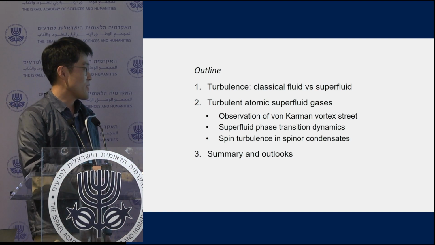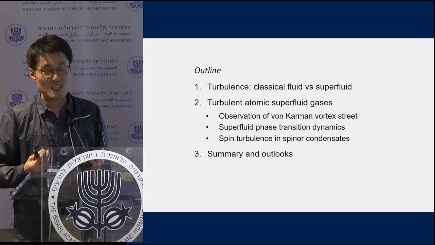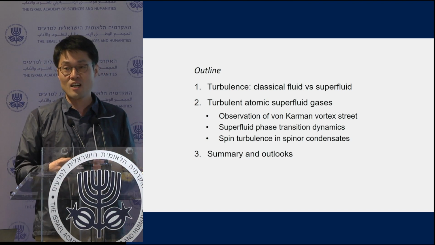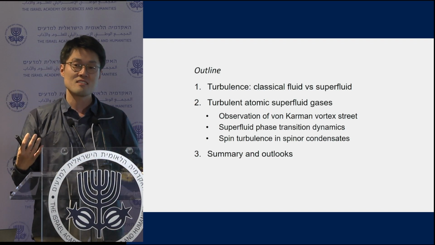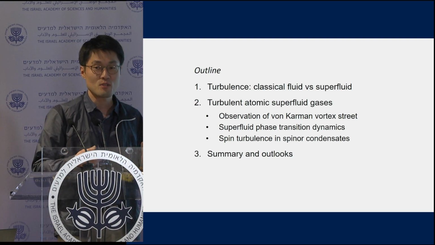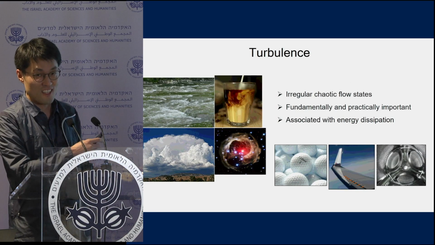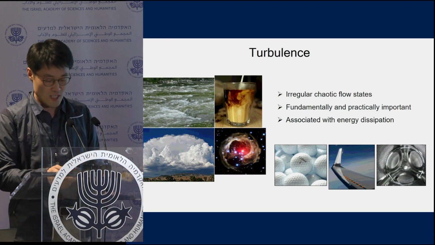And then I will talk about spin turbulence. Actually, an atomic cloud can have a spin degree of freedom. So there's a very interesting setting where superfluidity meets magnetism. In that setting, we can also talk about turbulence. So I hope I can finish up there, and then I'll give the summary and the outlook.